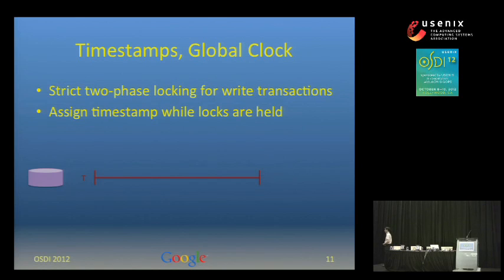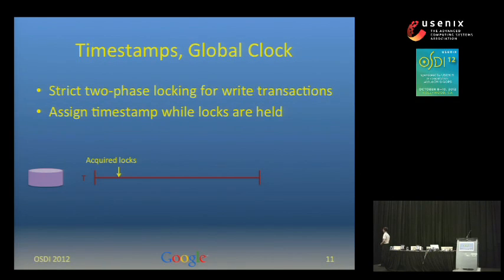Well, how would we do this in a single machine? How would we assign the timestamps to transactions? Remember, we're using strict two-phase locking, so there's a point at which we've acquired all of our locks. And the intuition is that we want to pick a timestamp that falls in the interval of time during which we hold all our locks.